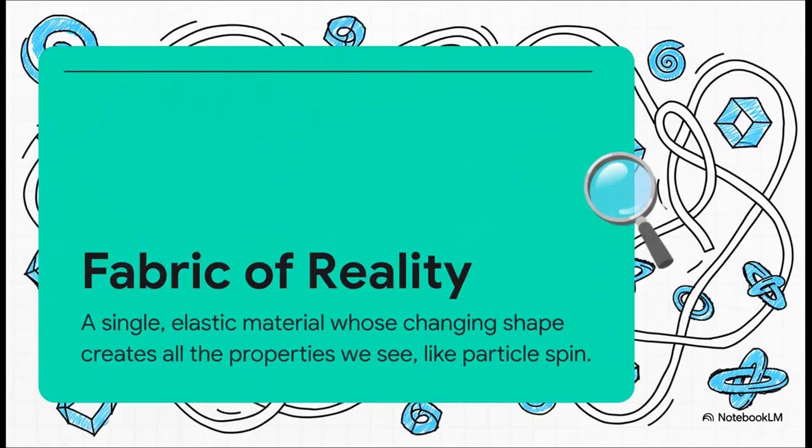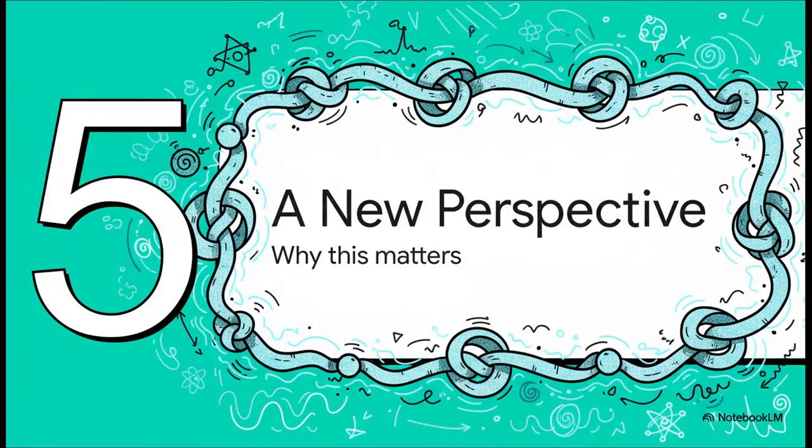So just to make sure we're all on the same page here, this whole fabric of reality idea is suggesting that everything, particles, forces, you, me, this whole shebang, is just a different kind of ripple or twist in the exact same underlying material. It means the universe isn't a bunch of tiny separate Lego bricks. It's one single, continuous, interconnected thing. All right, that's a pretty mind-bending idea, for sure. But you might be asking, so what? What's the payoff? Why does it even matter if we think of spin as a shape?